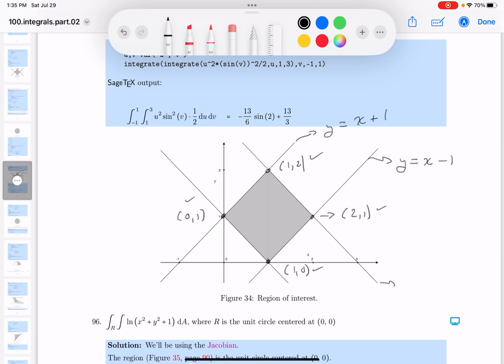Let's do this line over here, and that's y equals. It's got a negative slope. I'm going to say -1, so minus x. And what's the y-intercept? It looks about 3. Let me just check it out. Does it work with 2, 1? It does. Does it work with 1, 2? It does.